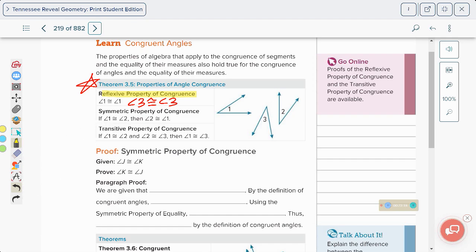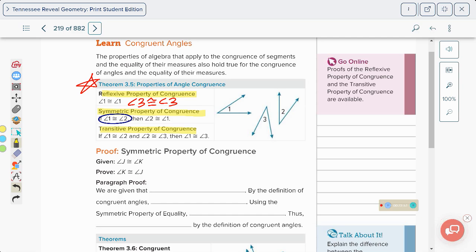Now, symmetric property. Our next one there says if angle 1 is congruent to angle 2, then angle 2 is congruent to angle 1. So all that is, if I have an original equation, I know that the flip of that equation is going to be true as well. So that is the symmetric property of congruence. Okay. Now, transitive property. That one is a little bit more tricky.